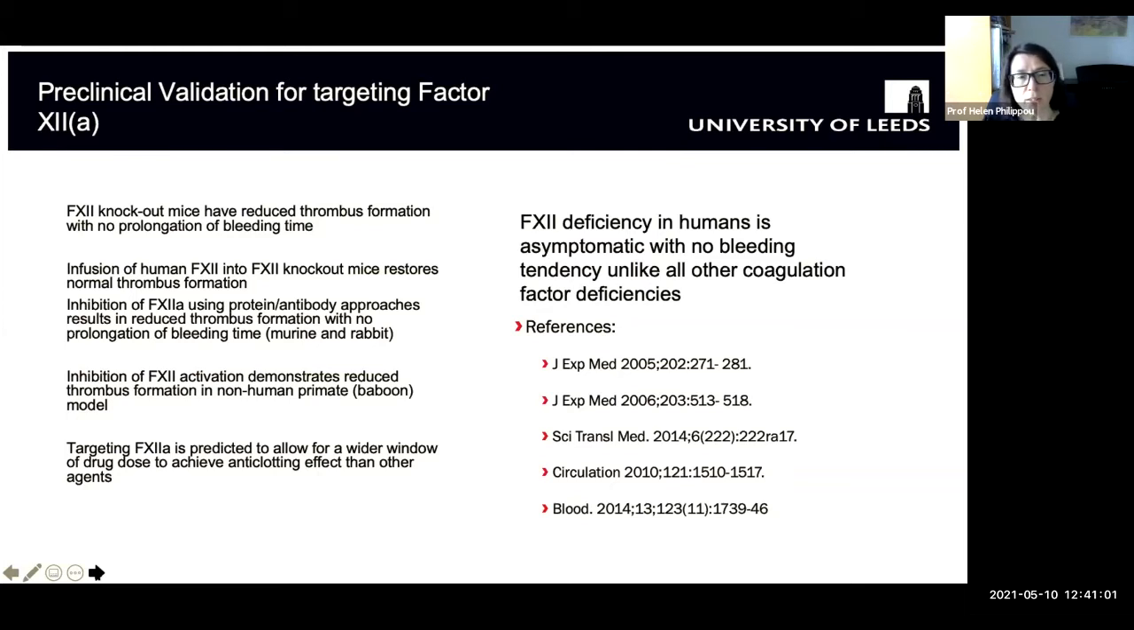And therefore, targeting factor 12 is predicted to allow for a wider therapeutic window than the other agents, because inhibiting it was unlikely to result in bleeding, and therefore you could go up to a higher dose to ensure that you achieve the efficacy required. And as for the human validation, factor 12 deficient individuals are asymptomatic with no bleeding tendency, which is unlike all the other coagulation factor deficiencies. Next slide.